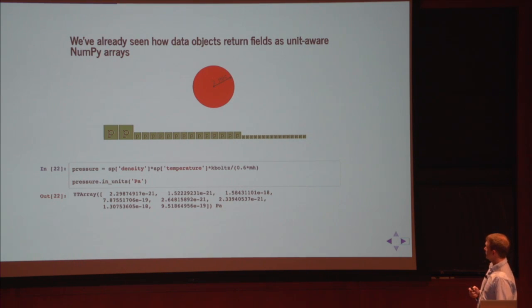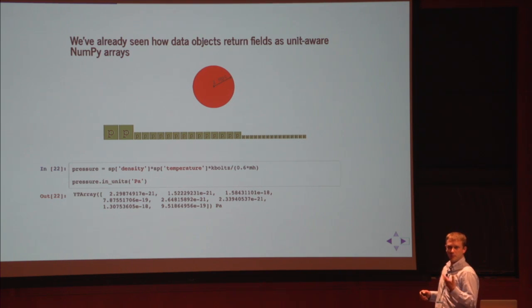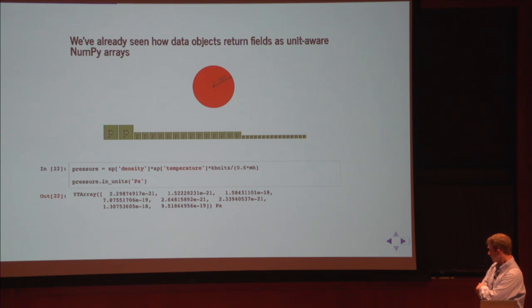So we've already seen how data objects return fields as unit-aware numpy arrays. This is a symbolic units implementation using SymPy. If you're not familiar with that, SymPy is a package in Python for symbolic mathematics, kind of like Mathematica is. And what we use this for is to carry through units in terms of unit conversions, unit arithmetic, things like that.